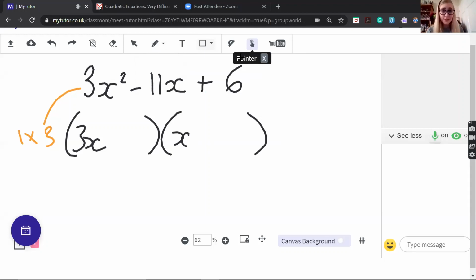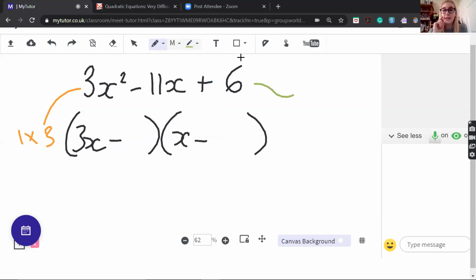So this one is positive, so we know they have to be the same: either plus plus or minus minus. And then this one is negative, so they're going to have to both be negative. Nice and easy. Then we list the things that multiply to make 6.